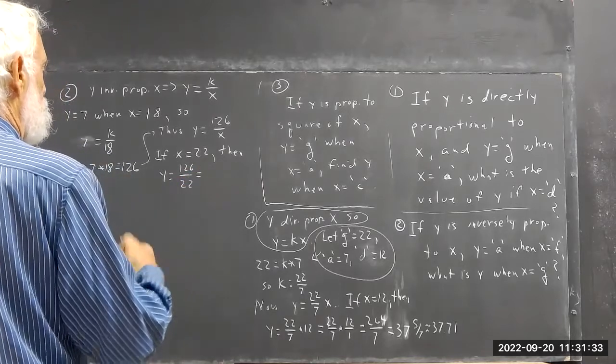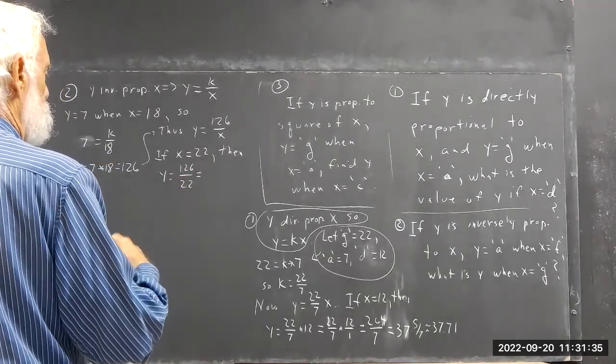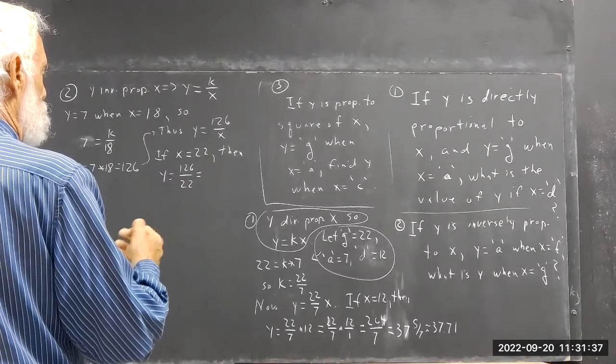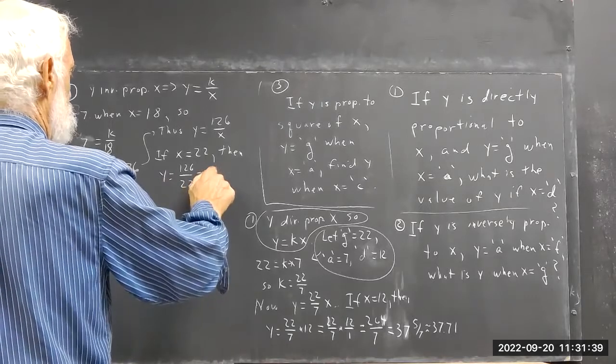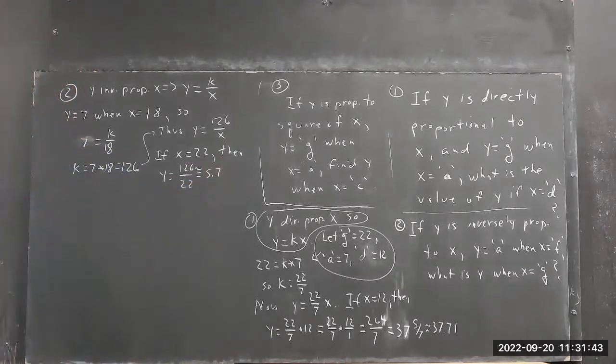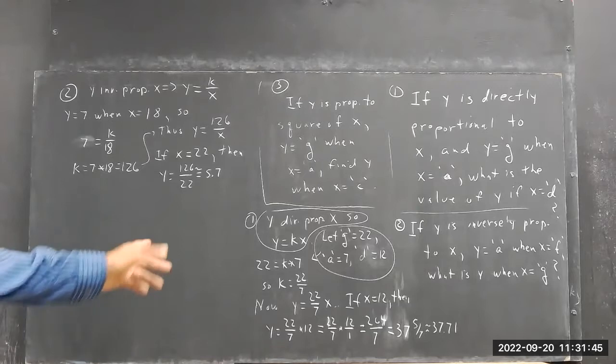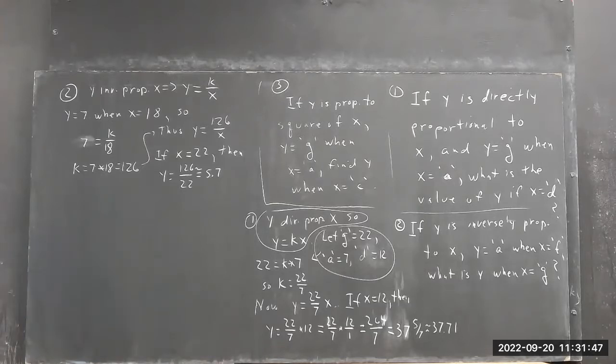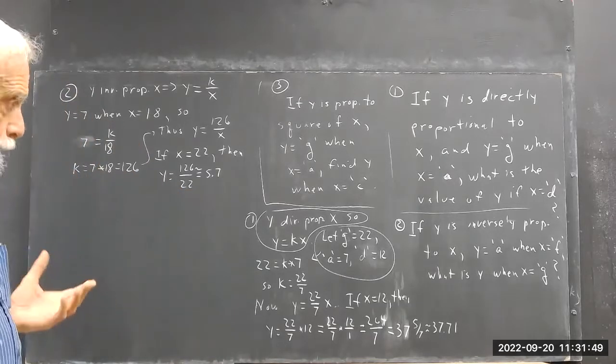And that's 5 and 16 over 22, which would be 8 over 11. 8 11ths is about 0.7. About 5.7. Again, I want to go check that. Now, 2 things.